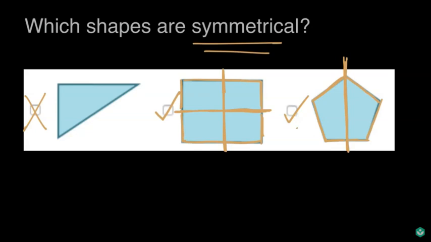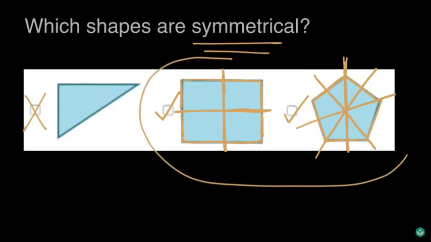And just like the rectangle, this one had quite a few lines of symmetry. Here's another line of symmetry. Here's another line of symmetry. Here's one more line of symmetry. And so it has quite a few. It looks like 1, 2, 3, 4 lines of symmetry. But as long as it has one, it is symmetrical. So of the shapes we were given, the rectangle and the pentagon were symmetrical.